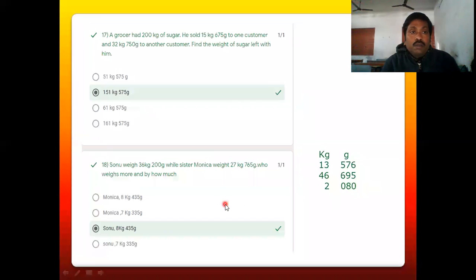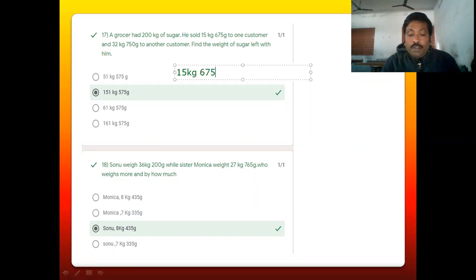Okay. Now, question number 16. A grocer had 200 kg of sugar. He sold 50 kg 675 gram to one customer, 32 kg 750 gram to another customer. Find the weight of sugar left with him. Now, how can we solve? Firstly, we will add 50 kg 675 gram sugar plus 32 kg and 750 gram sugar.